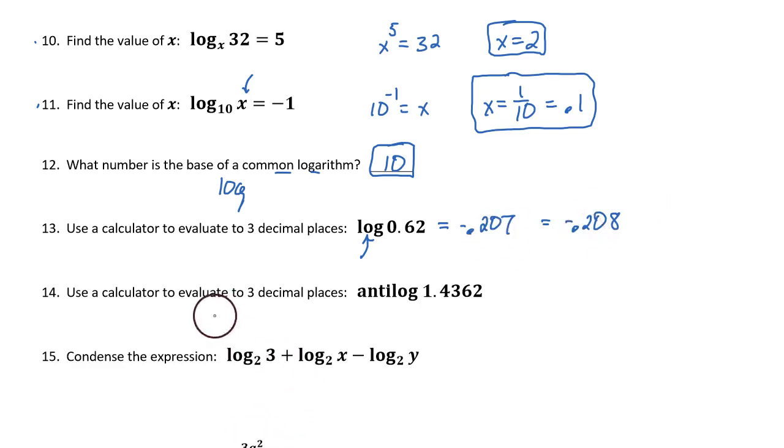Number 14, use a calculator to evaluate the anti-log of this number. Anti-log also is log inverse. A little -1 in the upper position means inverse log. But on our calculators on our desk, anti-log is the button 10 to the x. You're looking for that button. It's actually the same one as the log button, but you got to push that second button first to make it work.